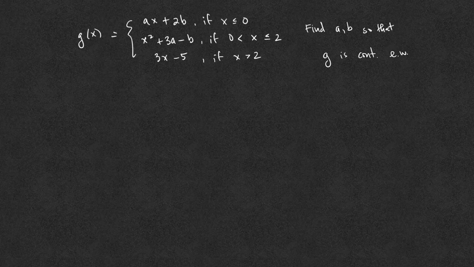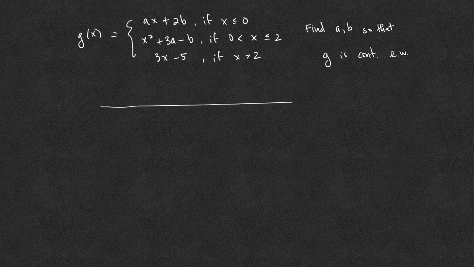Given the function g of x equals ax plus 2b if x is less than or equal to 0, x squared plus 3a minus b if 0 is less than x less than or equal to 2, and 3x minus 5 if x is greater than 2. Find the constants a and b so that g is a continuous function everywhere.